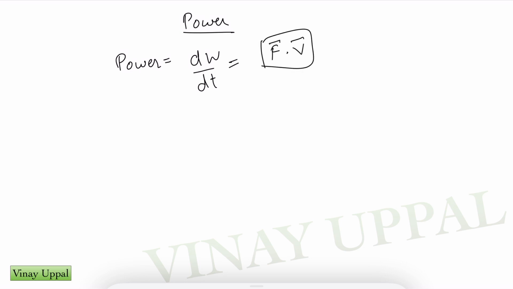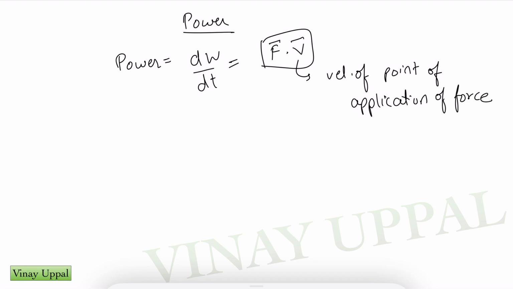And finally, let's come to power. Power is the rate of work done. I can write it as F dot V. This is instantaneous power, where V is the velocity of the point of application of force. Average power would be the total work done divided by total time.